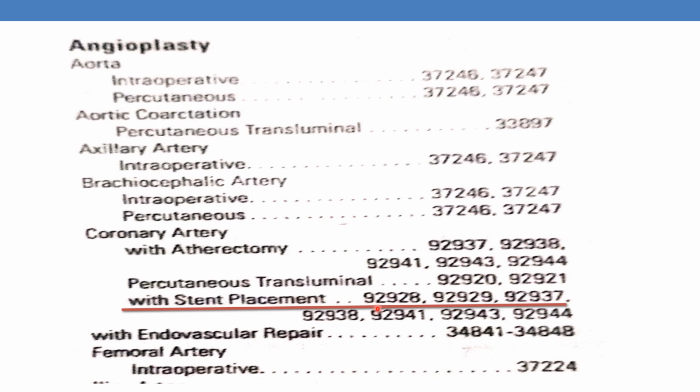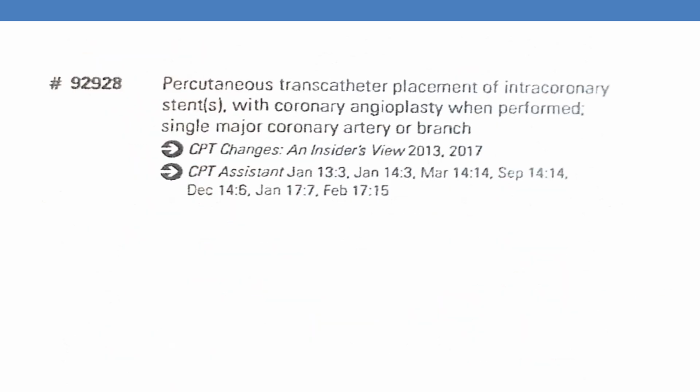Let us see the description of the first CPT 92928. If you see 92928, it indicates percutaneous transcatheter placement of intracoronary stent with coronary angioplasty when performed. Single major coronary artery or branch. In our question, only a single major coronary artery is performed. So, this is the appropriate CPT.